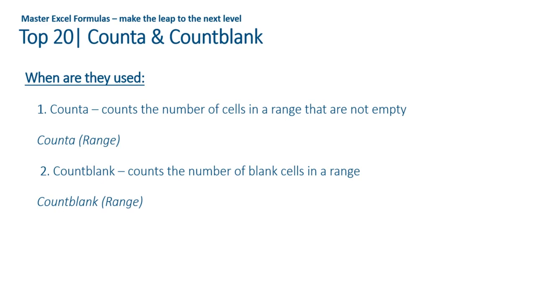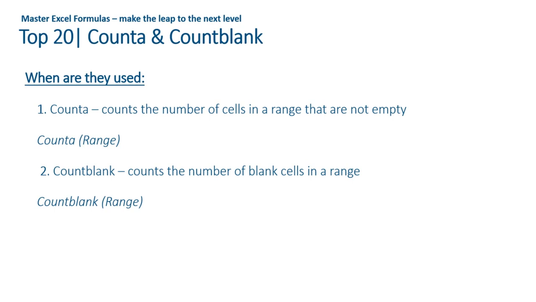So the first set of formulas, they have to do with the count group of formulas. However, these two formulas are slightly different compared to what we went through in the first part of the course. So COUNTA and COUNTBLANK. As you can see, COUNTA is used to count the number of cells in a range that are not empty, whereas the COUNTBLANK formula counts the number of blank cells in a range. And the structure of these two formulas is pretty similar. It's actually the same. All you have to do is enter the range in which you want to count the specific number of cells that have values or that are empty.